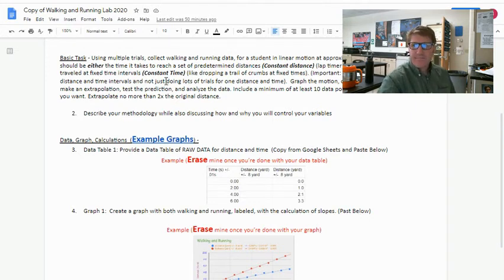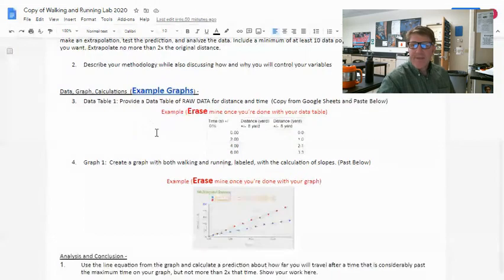Okay, you're going to do multiple trials of either different distances or different times, and then you're going to graph that data. And be aware that I want you to keep a constant velocity. So when you're walking, walk at a constant rate. And if you're running, do so at a constant rate. Don't sprint and change up your velocity. Part of this is to do a constant velocity.